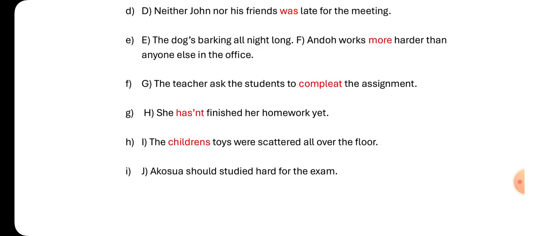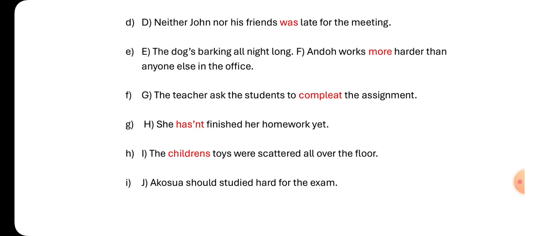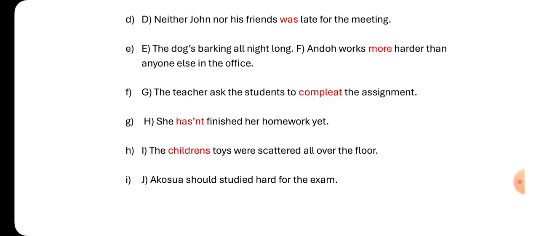Let's go to number G. It says that the teacher asks the students to complete the assignment. This is a spelling mistake. The word complete, this is not how we spell complete. So you have to correct the word complete. The correct way is C-O-M-P-L-E-T-E.